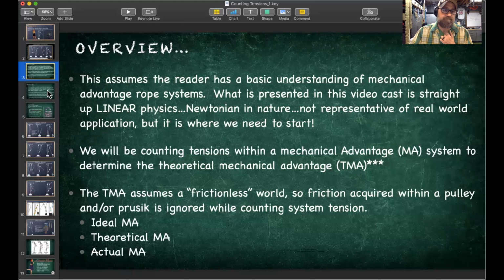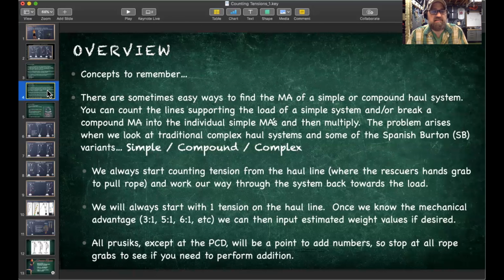All right, concepts to remember. There are sometimes easy ways to find the MA of a simple or compound haul system. We can look at just counting the line supporting the load as a simple system, and we'll talk about that when we look at some examples, or we can actually see where one MA is pulling on another MA, know that that's a compound, see what the MA is pulling on the other MA, and then we can multiply those together to get what that is. So we don't always have to use the techniques that we're teaching you here as far as counting tensions, although they work on everything. There's shortcuts around that you may want to use.